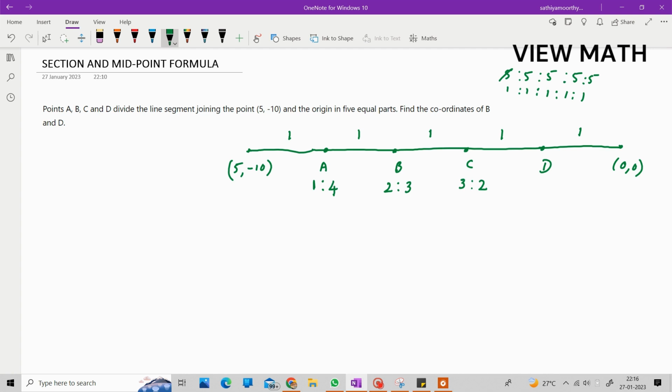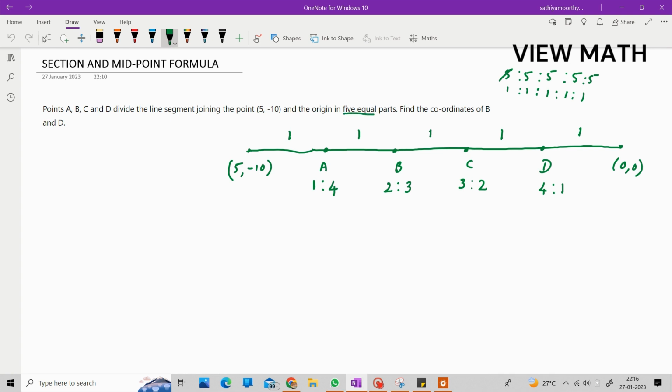Yes, it is 4:1. So the left side of D is 4 parts and the right side of D is 1 part. This is the way the points divide the line segment when all these points are dividing it in equal parts, equal ratio.